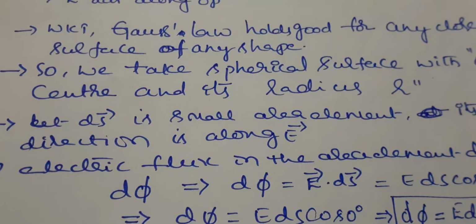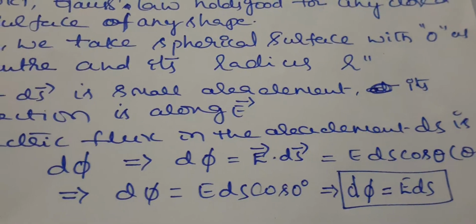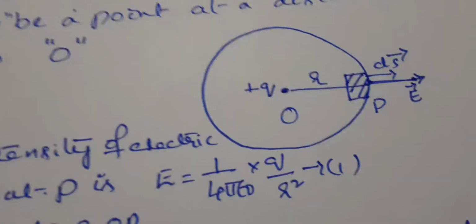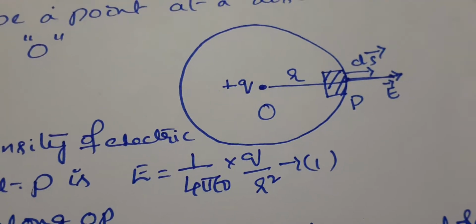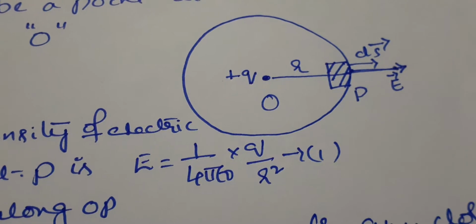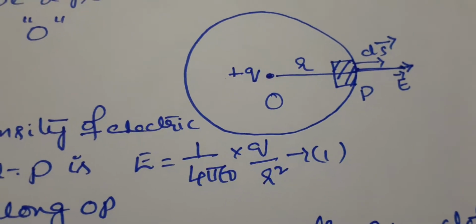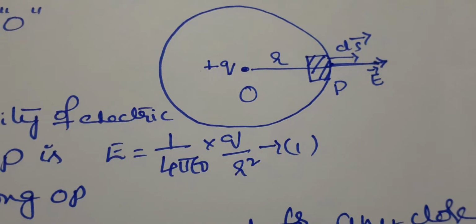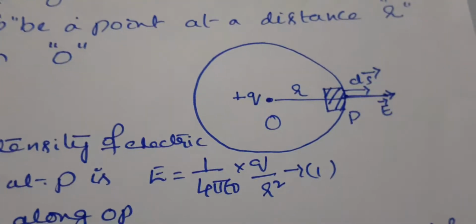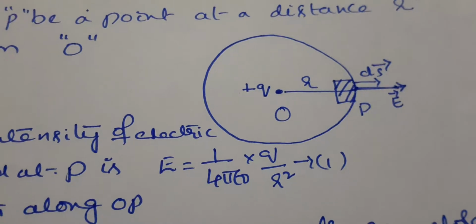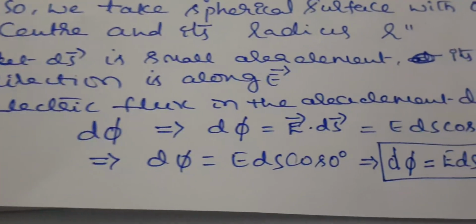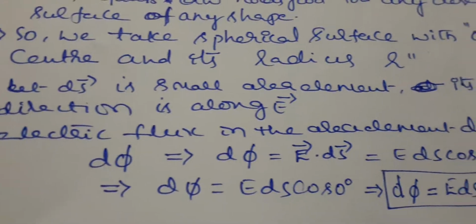Next, let ds bar be a small area vector element. Its direction is along the E bar. So you can see in this closed spherical surface, we have selected a small area element in the form of a box, ds bar. Its direction is parallel to E bar. So this small area element is a vector. In this small area element vector, electric flux is taken.